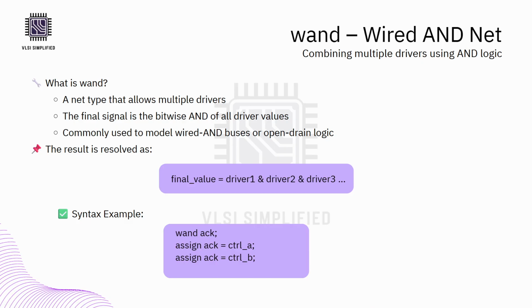This is particularly useful when you are modeling acknowledgement lines or open drain behavior, and also where multiple control blocks need to cooperate, and only when all of them agree should the output be high. So just like wired OR, the wired AND net is also rarely used in synthesis. It's mainly for simulation or high level modeling where multiple drivers logically AND their intent to the single wire.